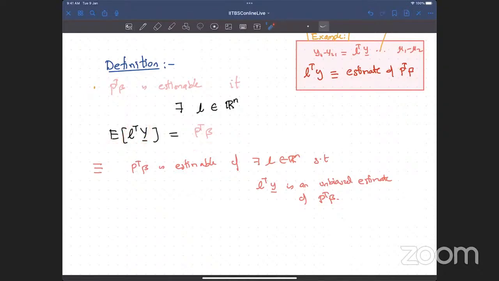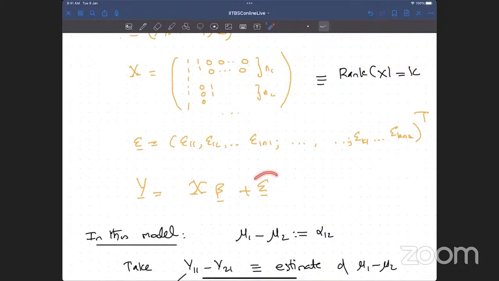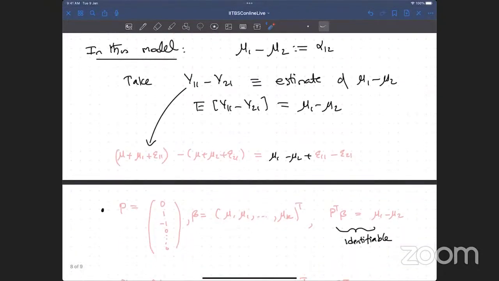Because each y is a normal random variable with some combination of beta as the mean and variance sigma squared. That's what each y is, right? Each y is a normal random variable with mean x beta and variance sigma squared. So far so good. Can I move?